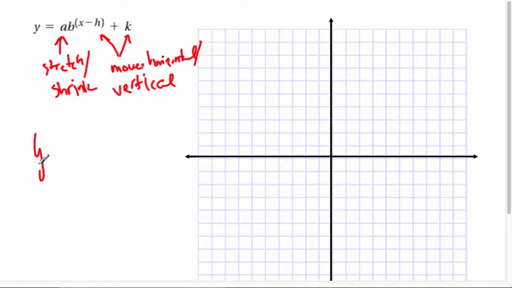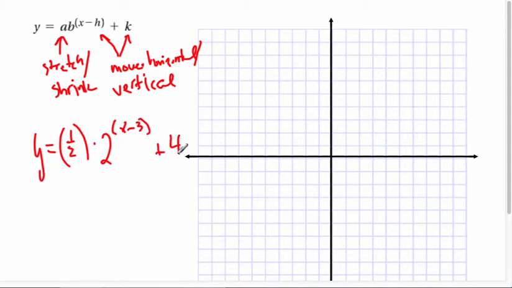Let's say that we have y equals 1/2 times 2 to the x minus 3, and then we're going to do plus 4. Okay, so what I have right now is my a value of 1/2, so this is going to shrink my function a little bit, and then I'm going to move right 3 spaces and up 4.